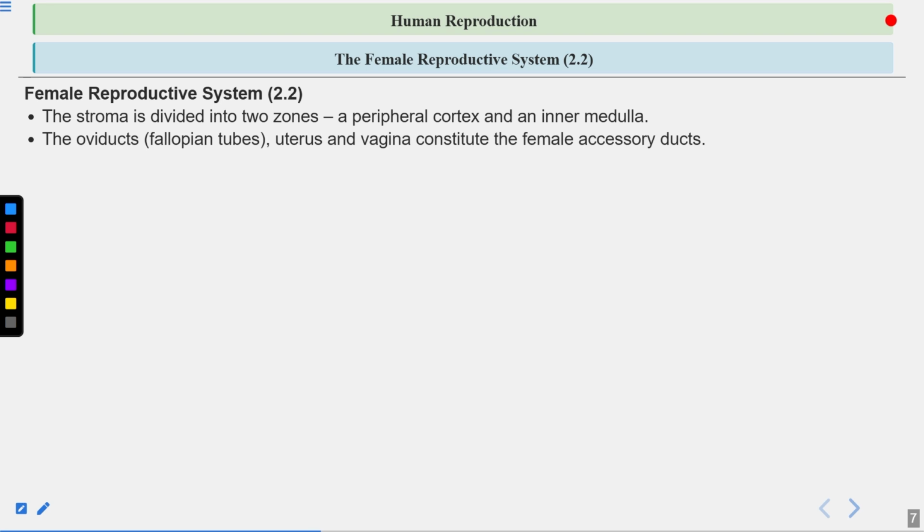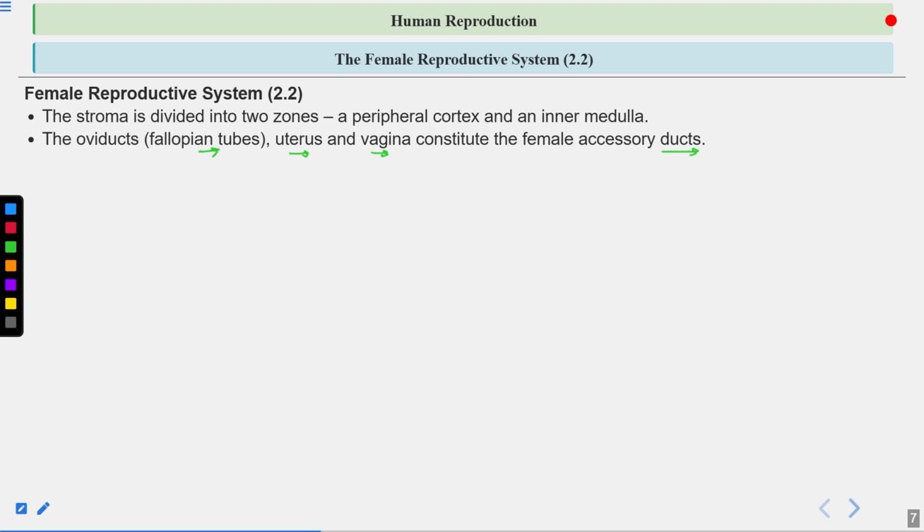Now the oviducts, also known as the fallopian tubes, the uterus, and the vagina constitute the female accessory ducts. Like males have accessory ducts, females also have accessory ducts. So what were the accessory ducts present in males? These were the rete testis, then vasa efferentia, then epididymis, then vas deferens. These were the accessory ducts in the males. What was the function of accessory ducts in the males? It was storage, maturation, and transport of the sperms.